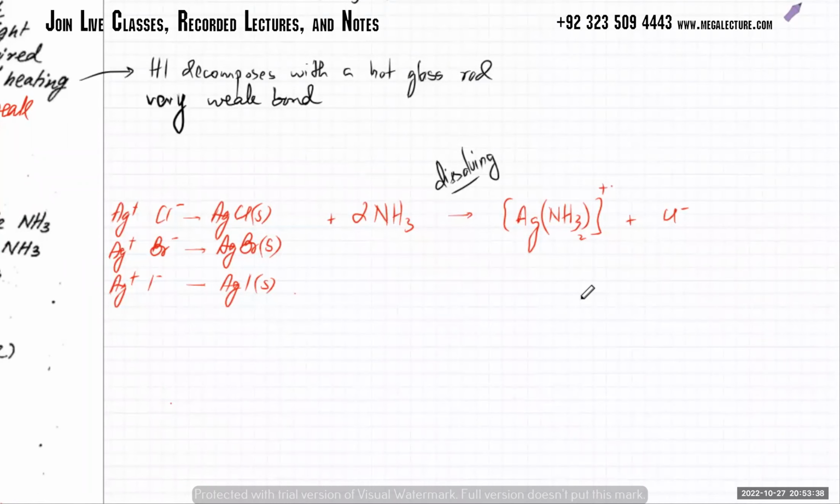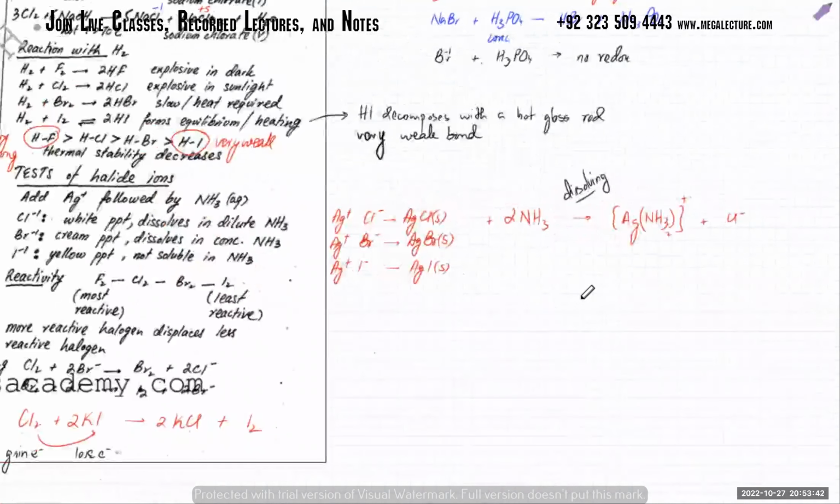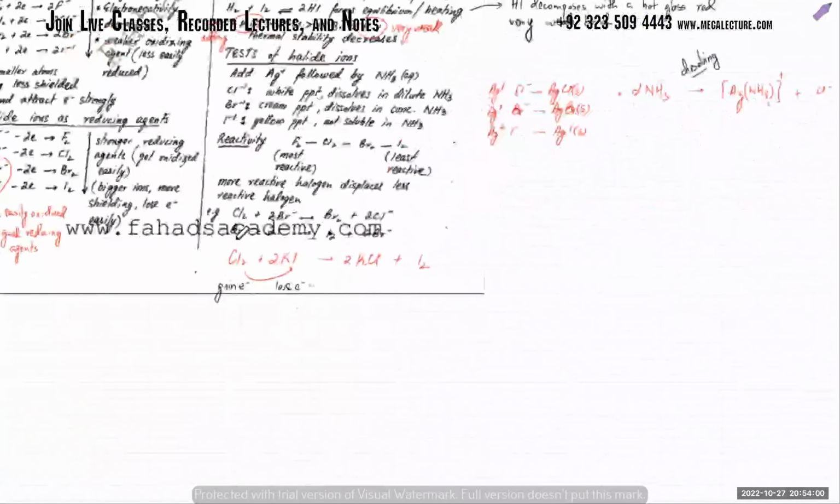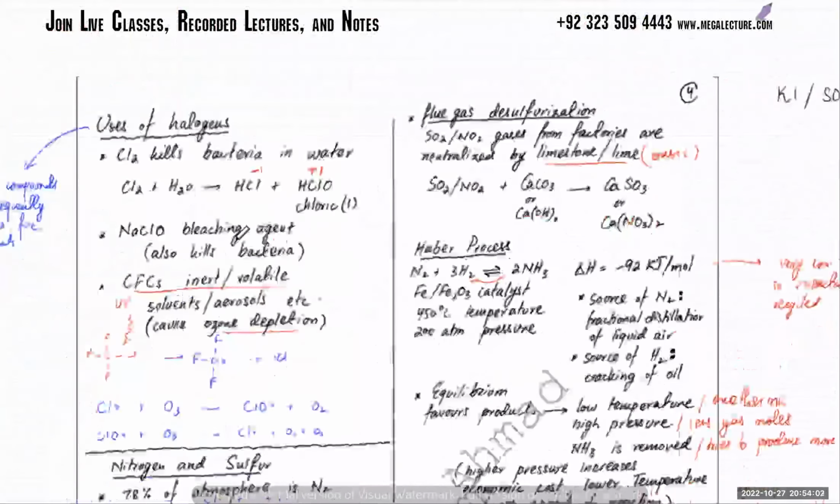So sir, the other two won't do this? The reaction is the same, but the solubility decreases. For iodide, it's not soluble in ammonia. AgI will not dissolve in ammonia. Is that clear? So silver chloride and silver bromide dissolve, sir? Yes, but bromide only when it's concentrated ammonia. Okay sir, fine. That's it for this.